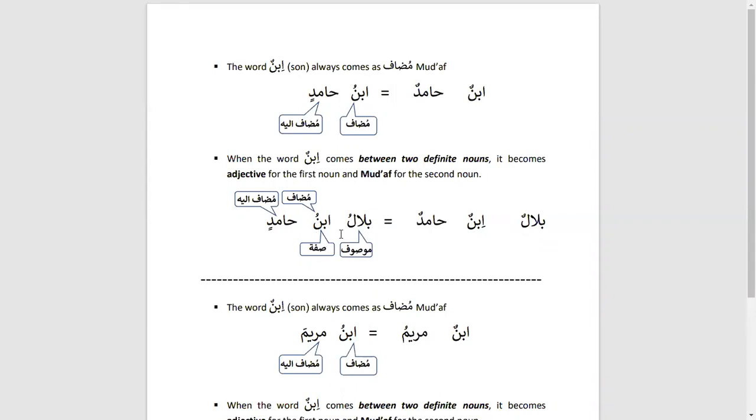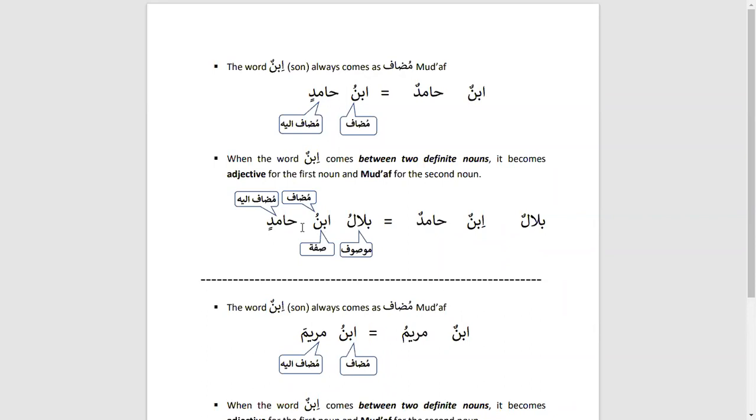And we know mawsuf and sifa should be equal in four properties. This one is marfu, this one is marfu. Bilal is masculine, ibn is masculine, and Bilal is singular and ibn is singular. But what about the capacity? Bilal is a proper noun. What about ibn? Ibn is a common noun, right? But how come mawsuf and sifa should be equal in four properties: status, capacity, number, and gender? So the problem is with the capacity, that it should be a proper noun. It is a proper noun.